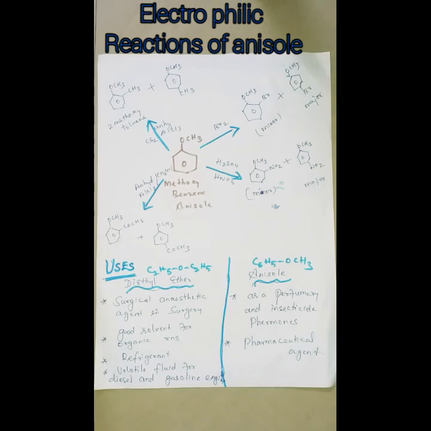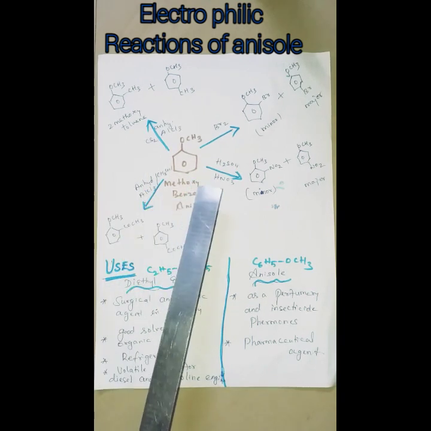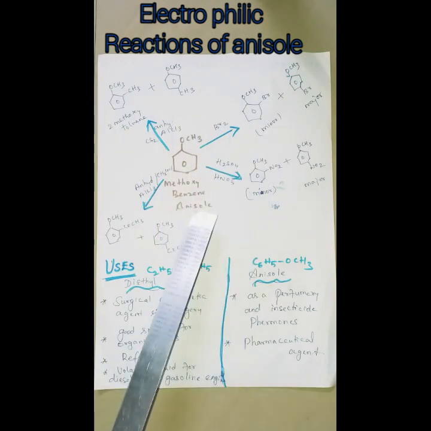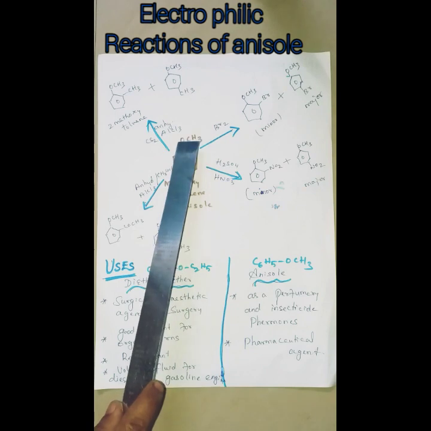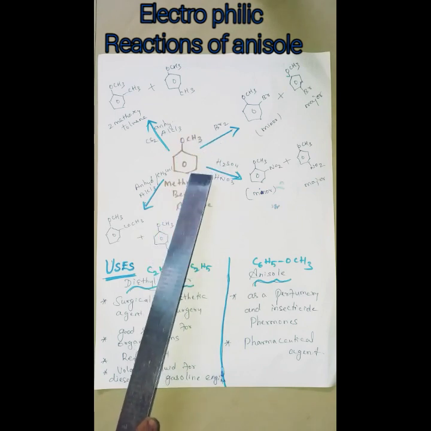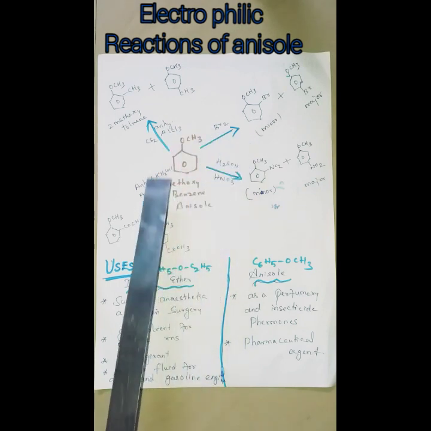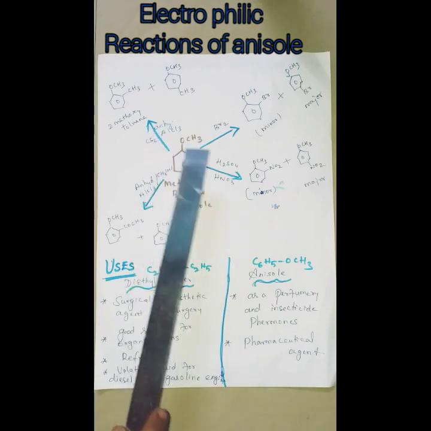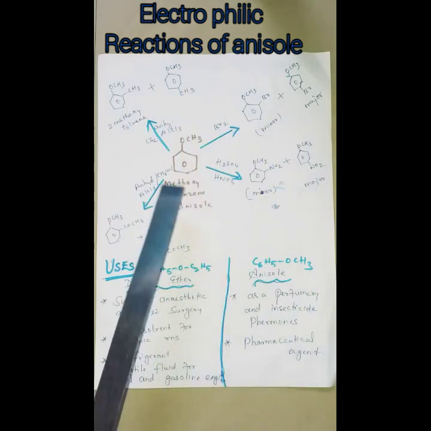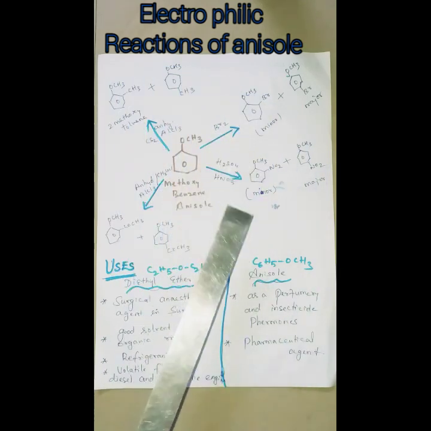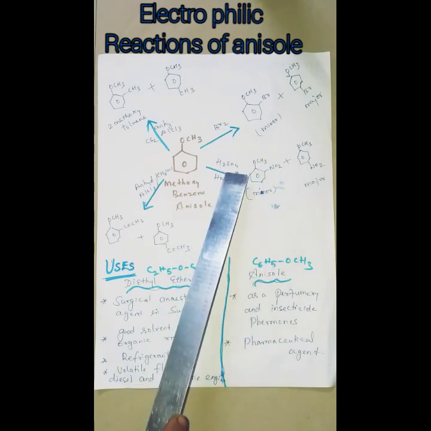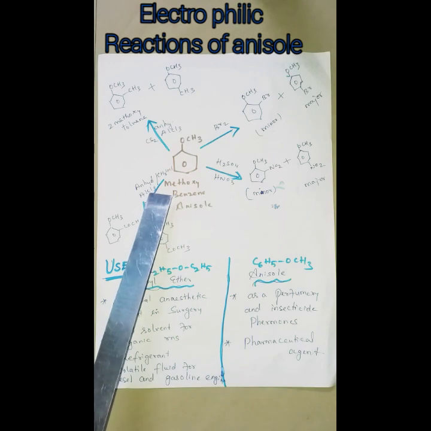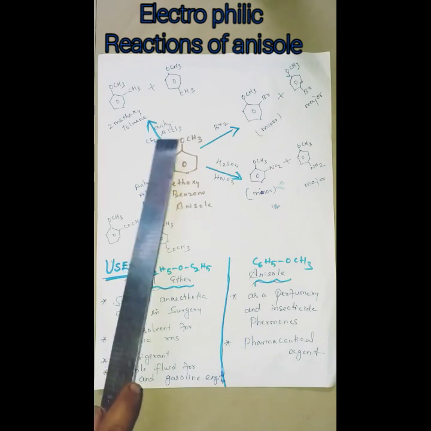Next we are going to see the electrophilic substitution reactions of anisole. It is a very important reaction. The anisole formula we know, C6H5OCH3. This is the starting material. There are only 4 reactions, that's why 4 arrow marks are there. So, how anisole reacts with bromine, nitrating mixture, then anhydrous aluminum chloride, and in the presence of CS2.